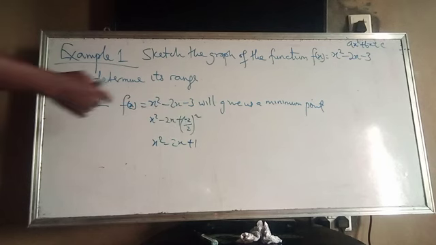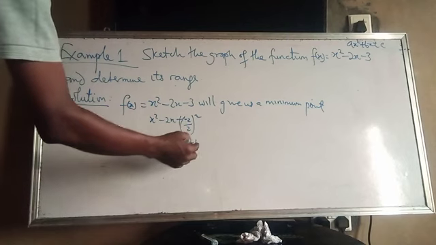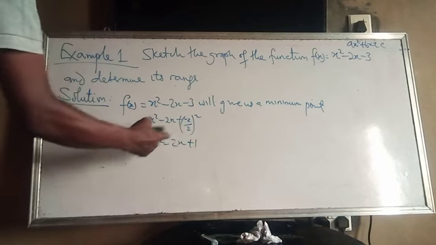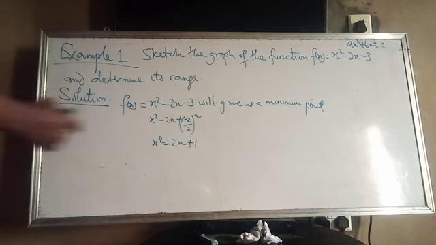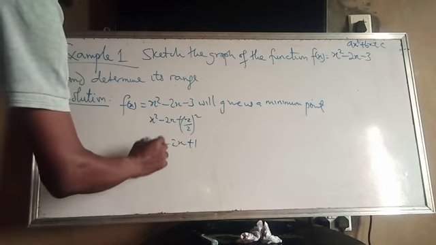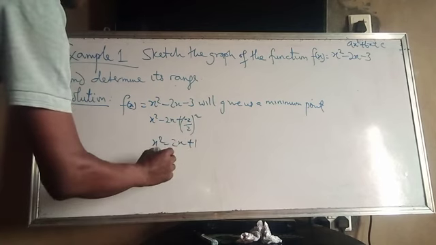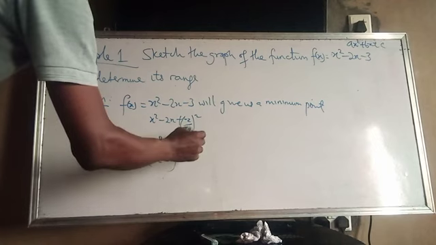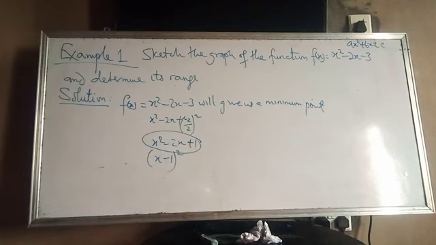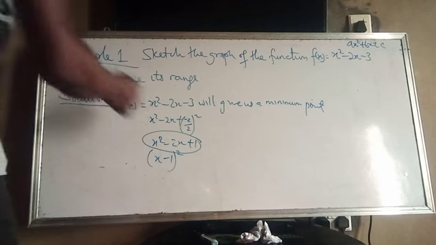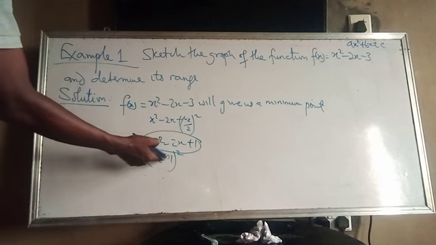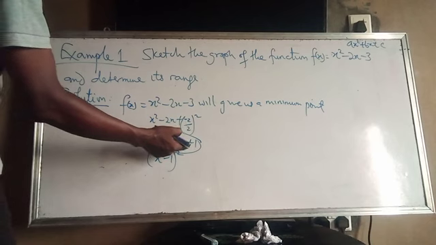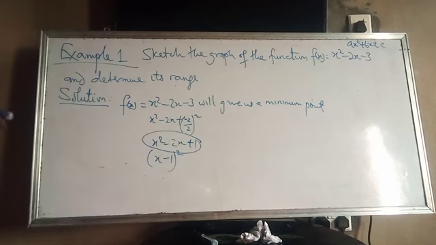So for us to get a perfect square, we are going to add 1 to this expression. Adding 1 now gives us a perfect square, so we can have x minus 1 squared. Can you still remember that? That is going to give us x minus 1 squared, and we have obtained x squared minus 2x plus 1 from x minus 1 squared.